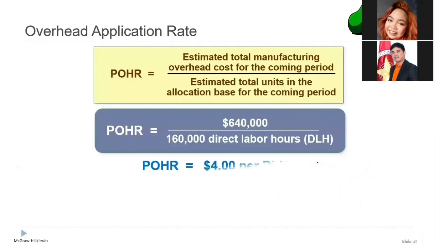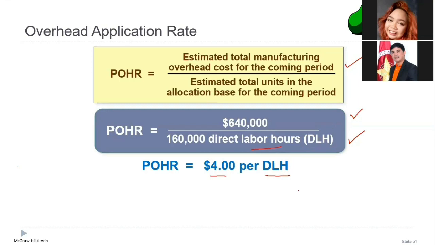Okay, so overhead application, let's just apply. Let us assume that $640,000 is our estimated total overhead for the coming period. And we also estimate that 160,000 direct labor hours will be used in the coming period. It's just an estimate. So it also shows that DLH is our cost driver, maybe because the nature of our production is labor intensive. So our predetermined overhead rate is 4 per direct labor hour.